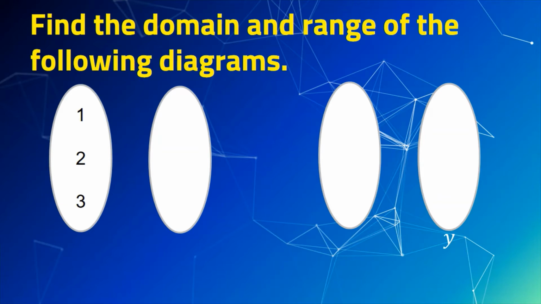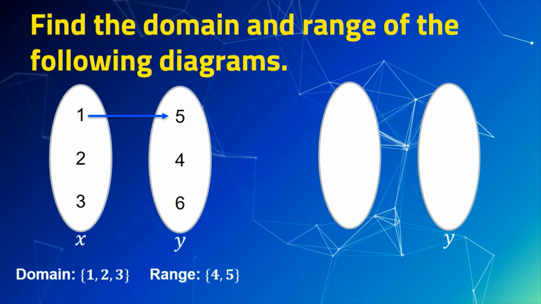So you have these first values of x. These are the first elements. These are the second elements. Okay, so x and y. So the domain here, 1 is paired to 5, 2 is paired to 4, 3 is paired to 4. So the domain here, using the numbers used in the first set, we have 1, 2, 3. Then here we have 4 and 5.